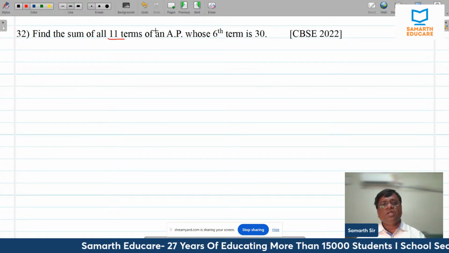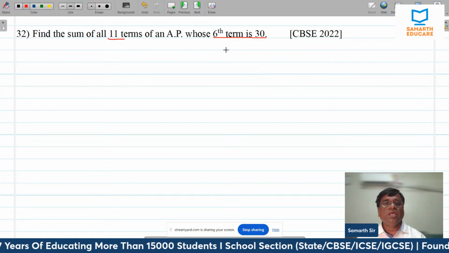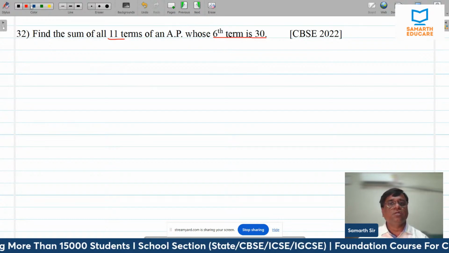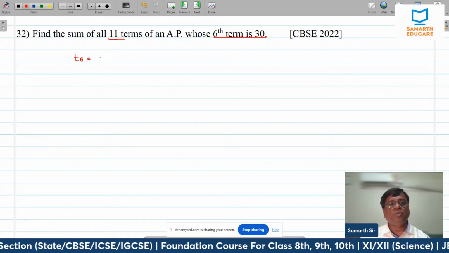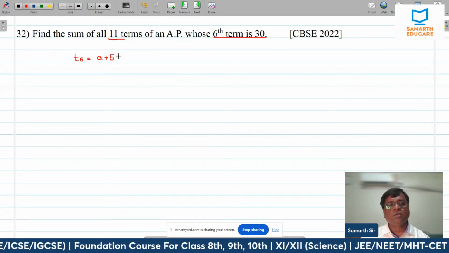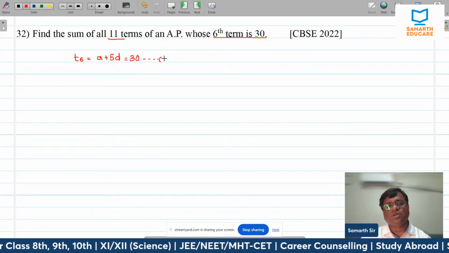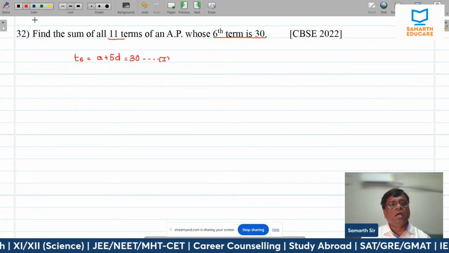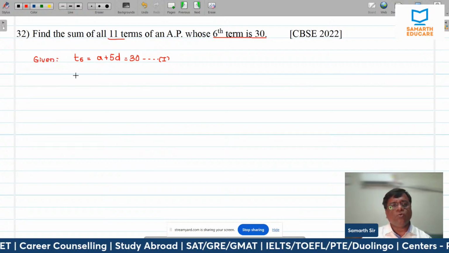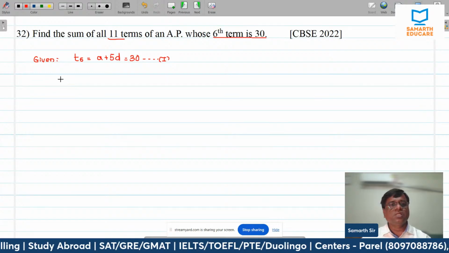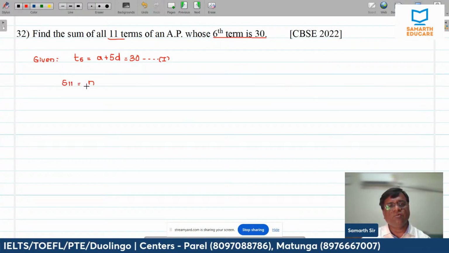Find the sum of 11 terms whose sixth term is 30. Wow. So कुछ भी नहीं दिया, बस इतना ही दिया, and find the sum of 11 terms. So sixth term. What is the sixth term? According to me, it has to be a plus 5d. And that is given to us as 30. Let me make this as equation number 1. Right. Now, remember, this is the given condition. And now we don't have anything but only this thing, that is S11, nikalna hai. How do I find out S11 without anything?